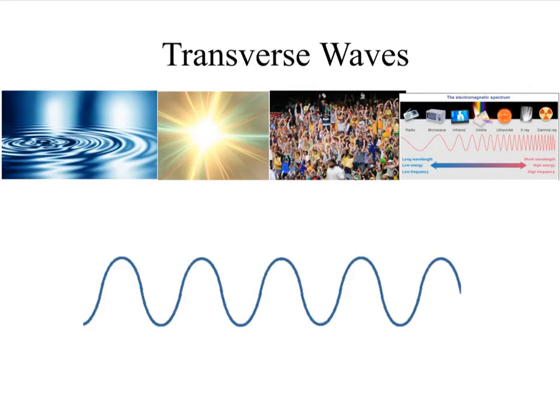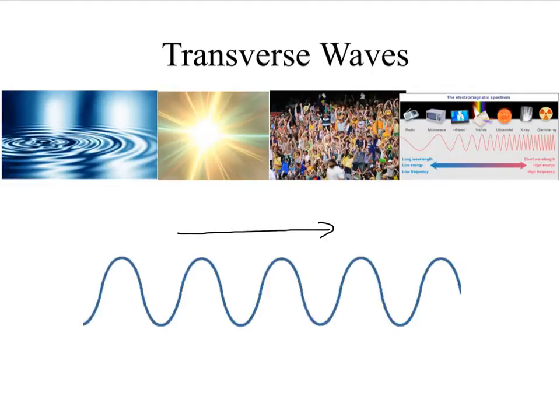So we'll begin by looking at transverse waves, and across the top here we've got a few examples of transverse waves. We've got a Mexican wave here, we have ripples on water, light, and all parts of the electromagnetic spectrum are all transverse waves. So we can draw a transverse wave like this, and a key feature of a transverse wave is that the particles carrying the wave vibrate or oscillate at right angles to the direction in which the wave is travelling. So in this example here, let's imagine our wave is moving from left to right.